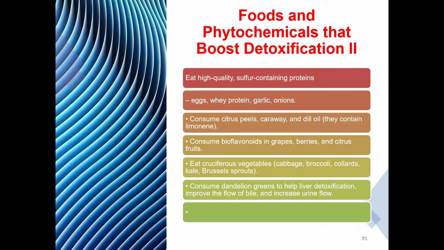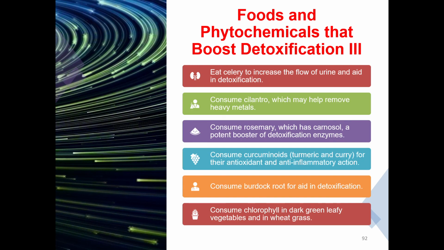Eggs help with cholesterol. Cholesterol is not the enemy. Cholesterol helps build hormones in your body. We need it. Consume a lot of the bioflavonoids, cruciferous vegetables, cabbage, broccoli, collards. Consume dandelion greens to help with the liver, help the flow of bile, and increase urine flow. Increase, again, phytochemicals: celery, cilantro, rosemary, turmeric and curry, burdock root.